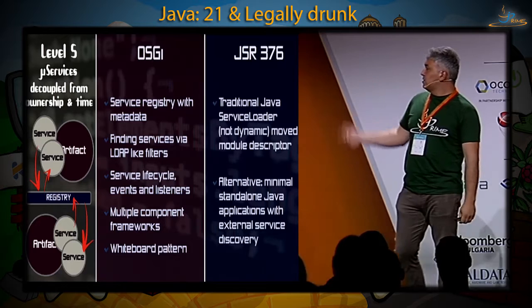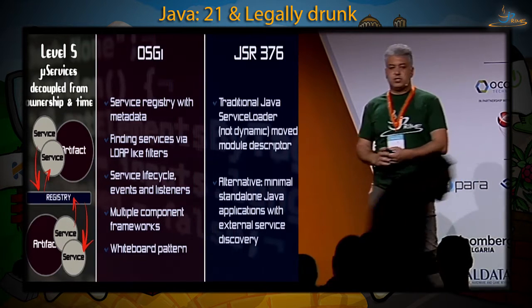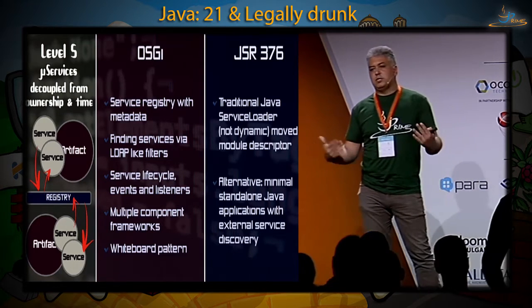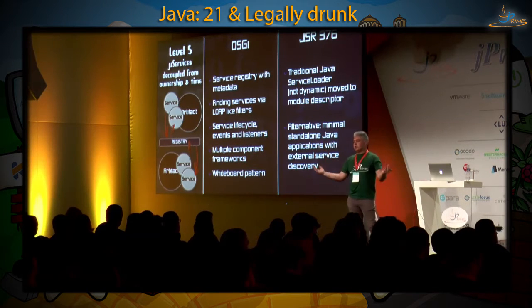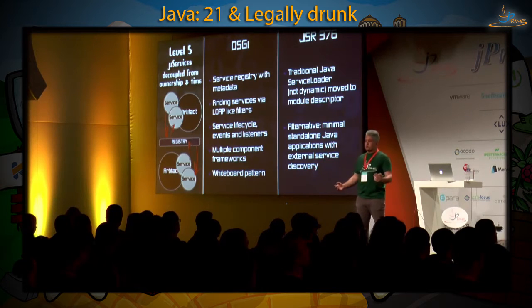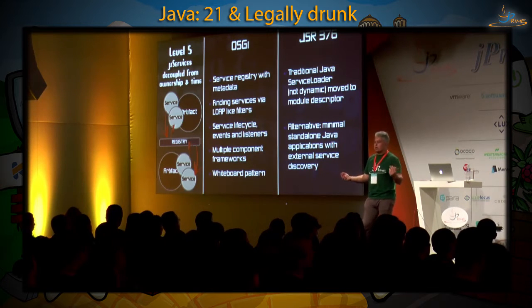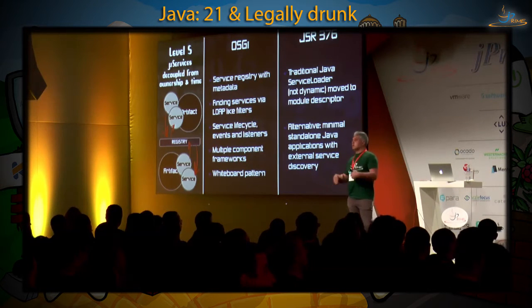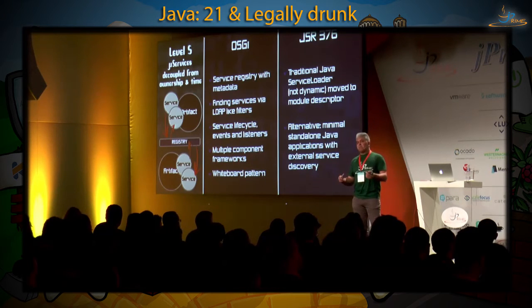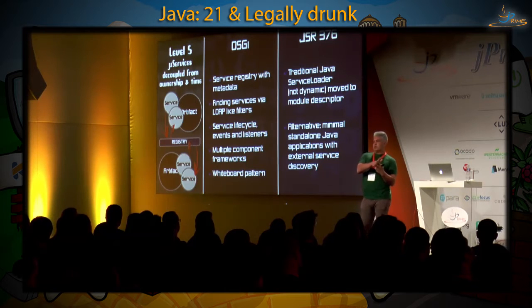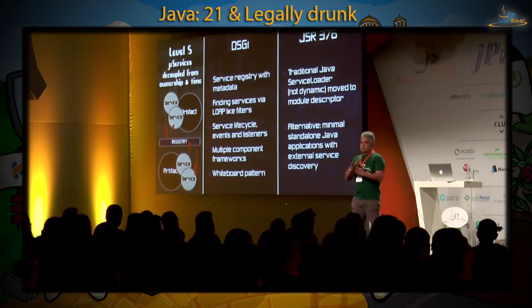You have this thing in OSGi that's known as a service registry. Basically, you create a service and register it with the service registry. You can have multiple services implementing the same contract, and a bunch of properties. You have LDAP filters, so from your client perspective, you can say, okay, give me a service that does A, B, C, and D and matches these criteria. And the OSGi registry will give you a service.